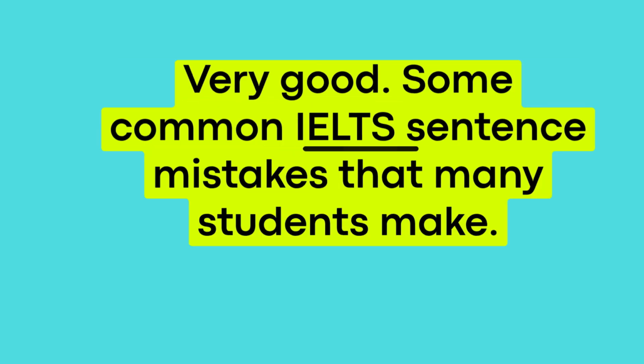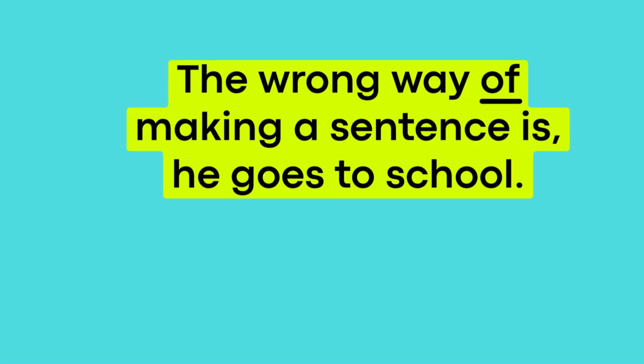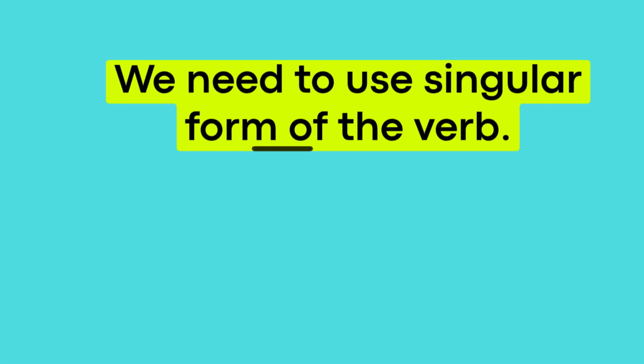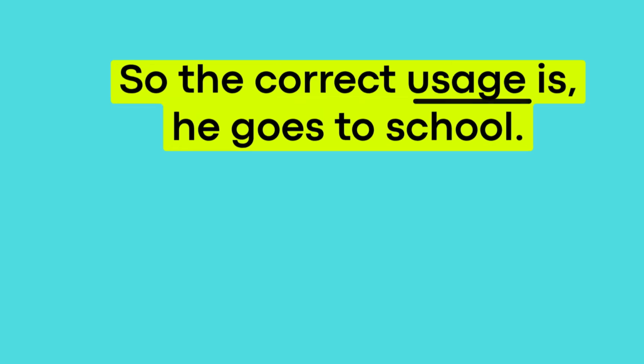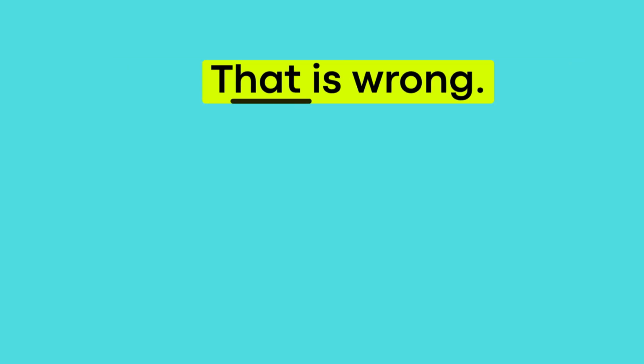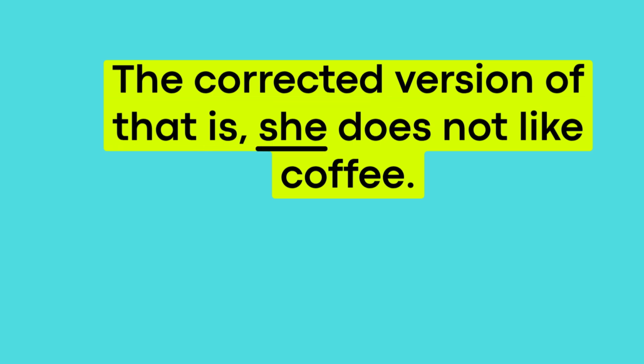Some common IELTS sentence mistakes that many students make. The wrong way of making a sentence is "He go to school." That sentence is completely wrong as "he" is singular. We need to use the singular form of the verb. So the correct usage is "He goes to school." Another mistake that many students make is "She don't like coffee." That is wrong. The corrected version is "She doesn't like coffee."